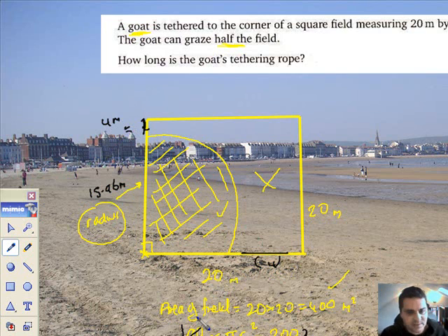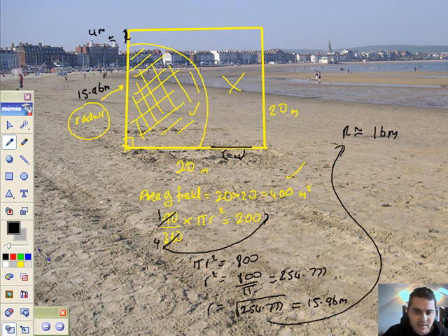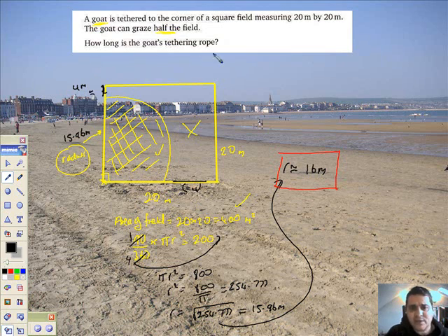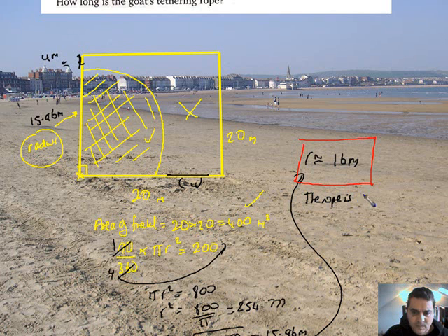Anyway, it's really not done to scale whatsoever. It's a terrible diagram, but the radius is about 16 meters. Let's just write it up here. So r is approximately 16 meters. Let's put a nice little red box around that. And that of course should be a little r and not a big R. It's just me getting excited. There you go. Question: how long is the goat's tethering rope? The rope is 16 meters long, and that's the conclusion to the matter.